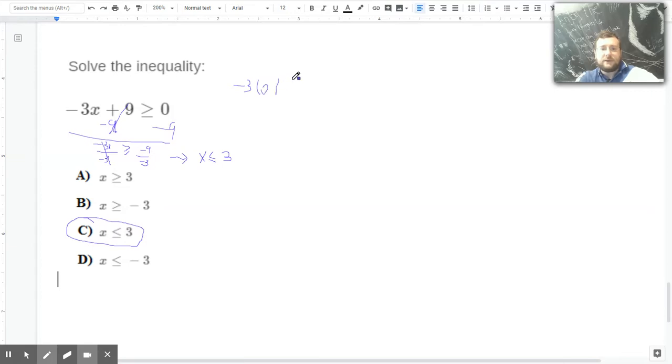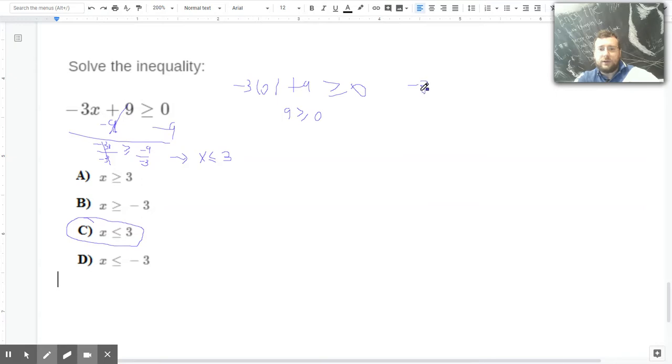3 times 0 plus 9 is going to be bigger than or equal to 0. Yes, this is just 9, which is bigger than or equal to 0. So that worked. I always try to check twice with inequalities. So let me pick a different number. Let me pick negative 3, because equal should be included.